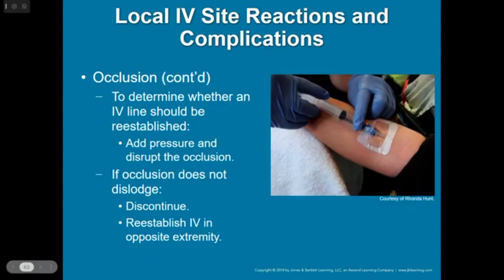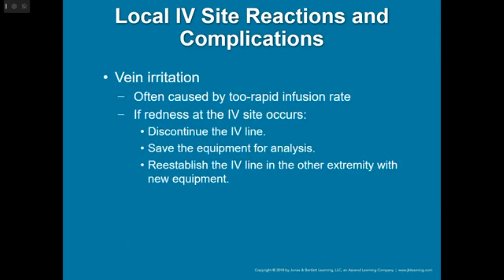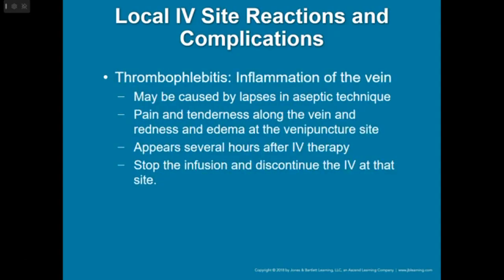So start that flush, like I said, to try to see if it blows open that occlusion or opens up that occlusion again. Kind of move your IV catheter around there in the skin. If you can't get that occlusion out of the way, then you might have to stop the IV and start a new one. Vein irritation caused by too rapid an infusion, that's possible. Redness at the site, discontinue it. Start a new IV on the other side.